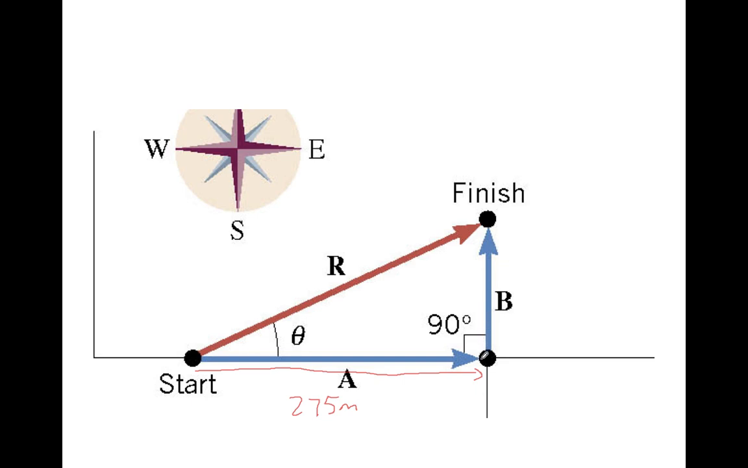We draw the first vector, A. Then the tail of the second vector is drawn at the head of the first vector. It always has to go tail to head. And so we draw the second vector B, which is 125 meters due north.